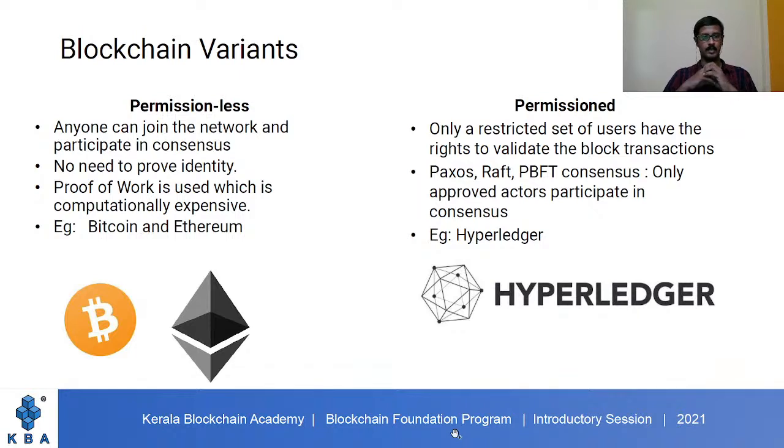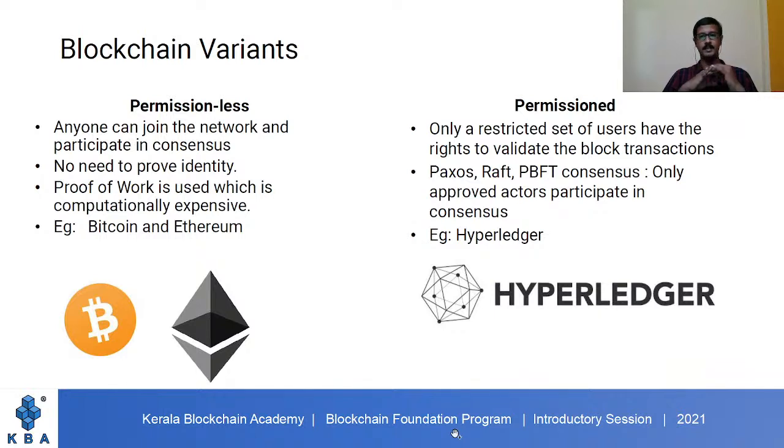So finally, let us come to the blockchain variants. What are the different variants of blockchain? There are mainly two kinds of variants: permissionless blockchains and permissioned blockchains. Permissionless blockchains are the public blockchains that we see. Anyone can join the network, and anyone can participate in the consensus. There is no need to prove the identity of the participant, so no KYC needs to be provided. It uses algorithms like proof of work, which is computationally expensive. That is the case for Bitcoin, but Ethereum is moving towards a less computationally expensive one known as proof of stake, or staking.